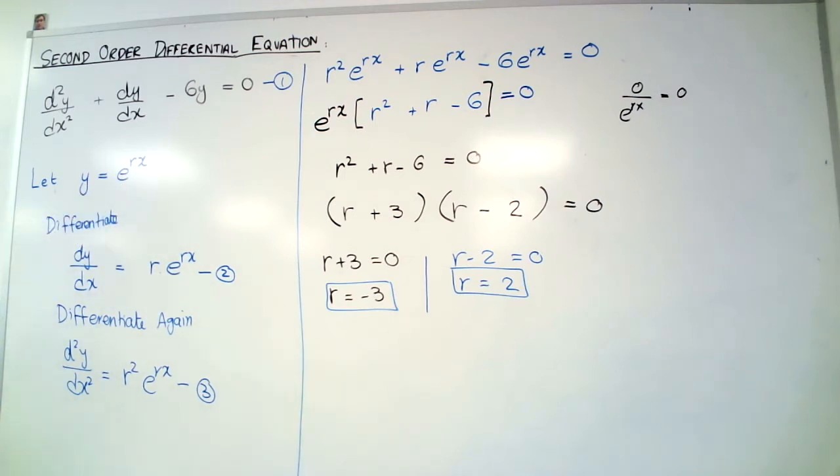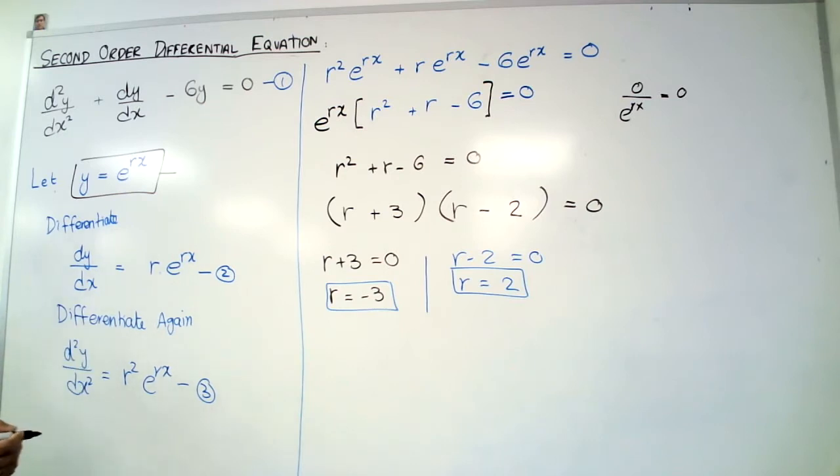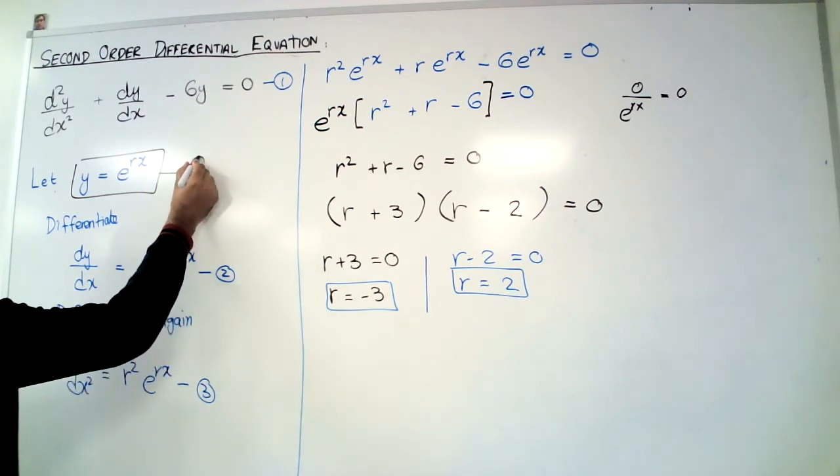What's that thing? Have a look. I'm going to call this one equation A. I'm going to call this one not A. Let's call it 1, 2, 3. I'm going to call it equation 4, let's say.